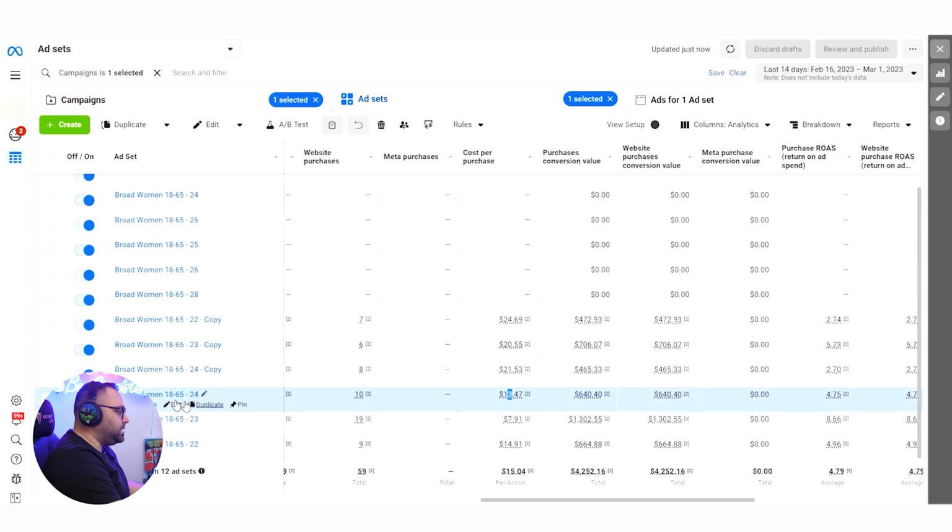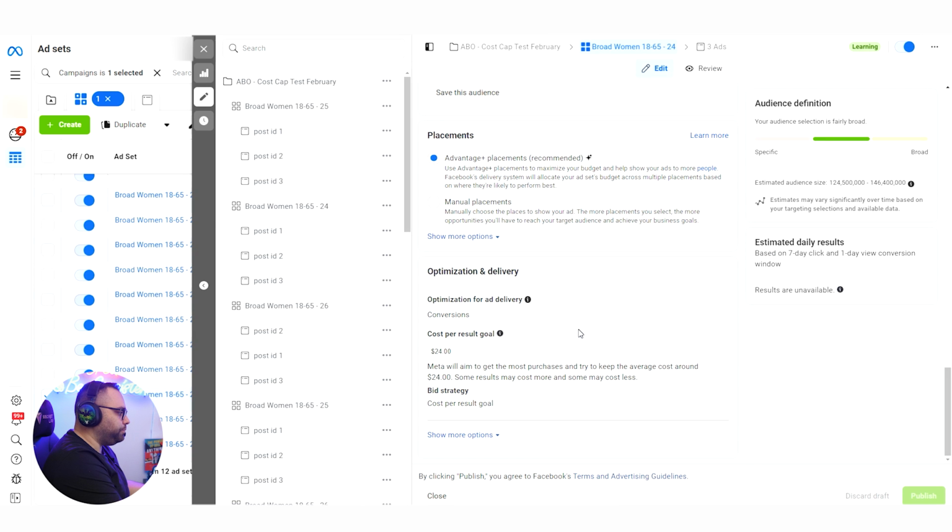The whole idea here is that when you put it here on the bottom, you say Meta will aim to get the most purchases and try to keep the average cost around 24. Some results may cost more and some may cost less. This is what it's doing. Most of the times it's less.